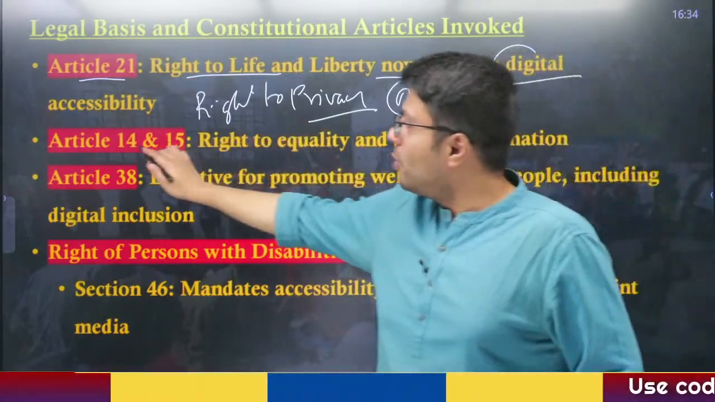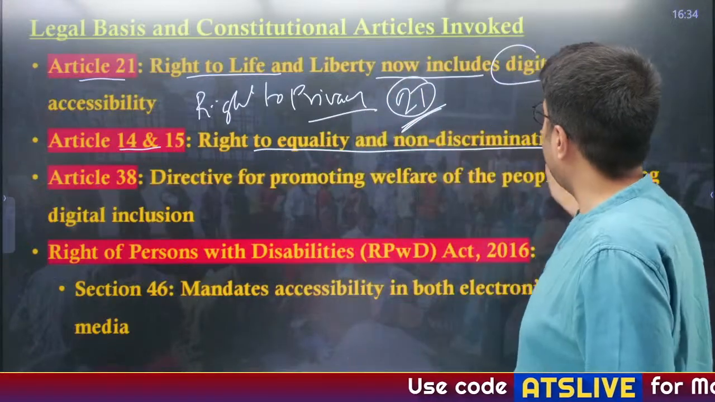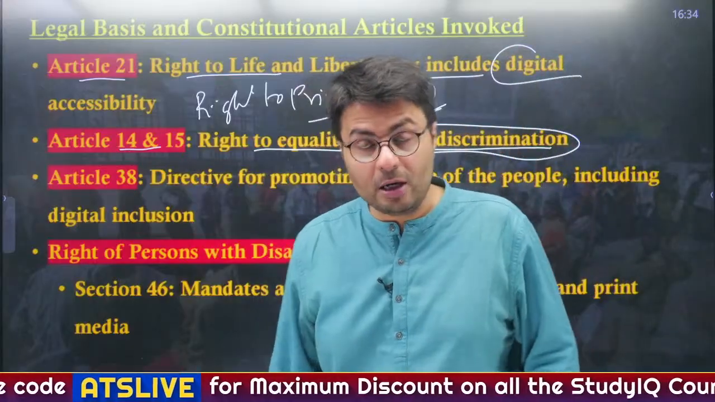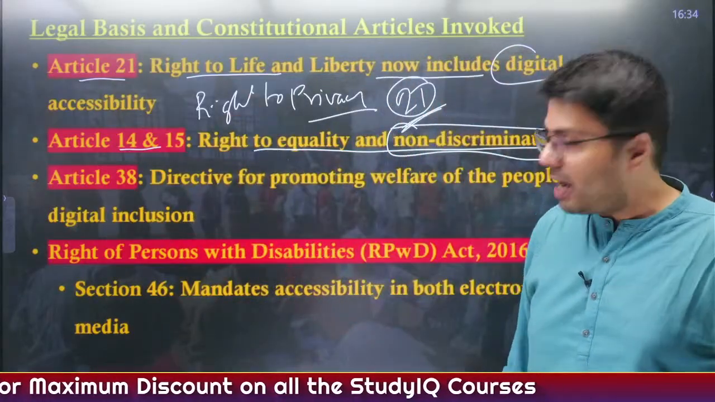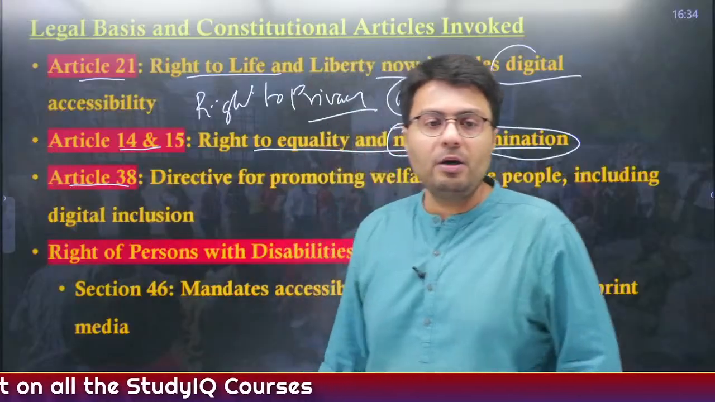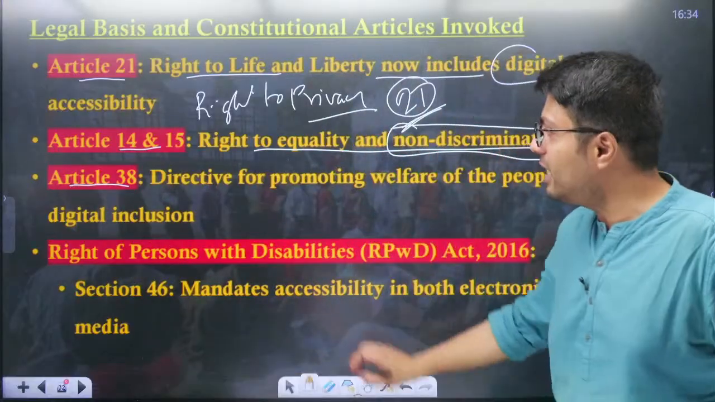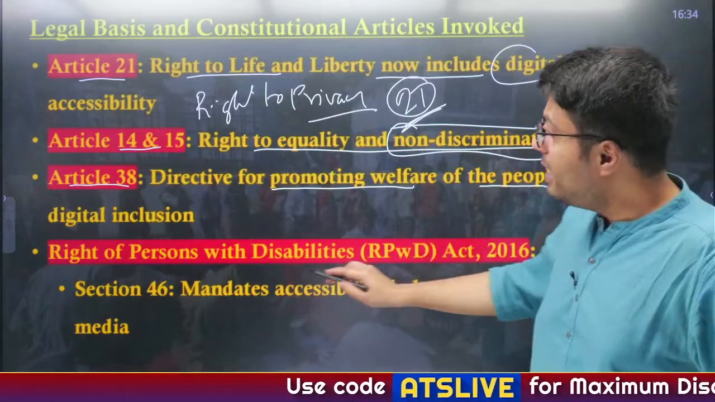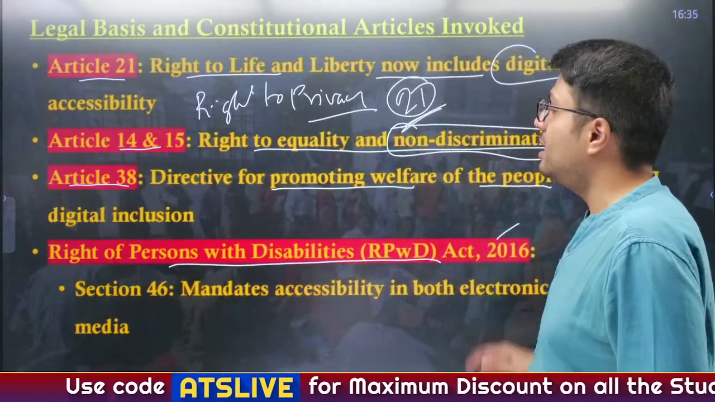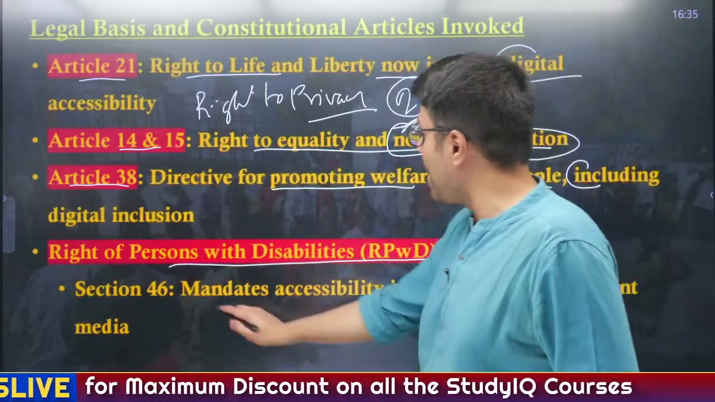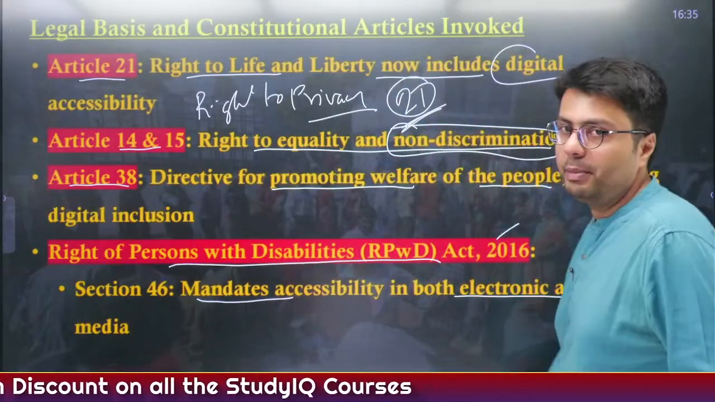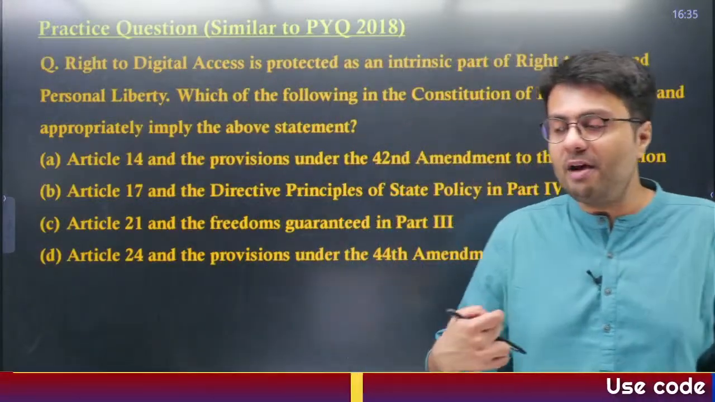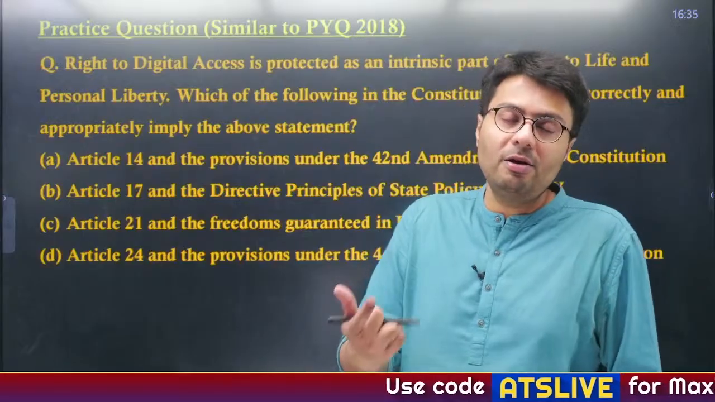Okay. Now, it also deals with Articles 14 and 15, which provide the right to equality and non-discrimination. So, if you are discriminating between a person who is disabled and one who is not, this also violates Articles 14 and 15, right? Similarly, Article 38, which is a part of the Directive Principles of State Policy, if you read that article, it provides a directive for promoting the welfare of people, including digital inclusion. And similarly, the Rights of Persons with Disabilities Act 2016, especially Section 46, mandates accessibility in both electronic and print media. So electronic media needs to be designed well so that people having visual impairment or physical disability can also access it.